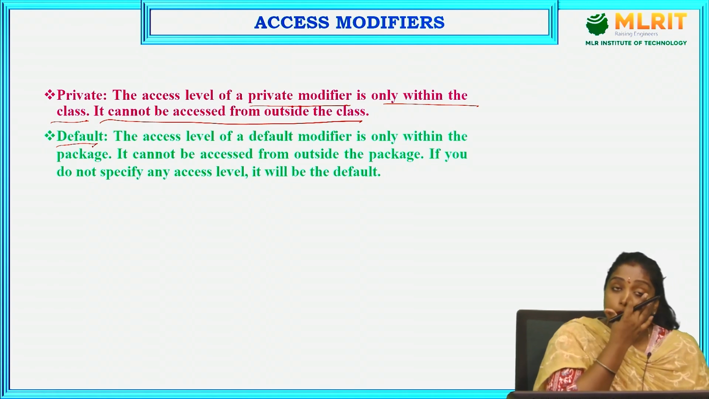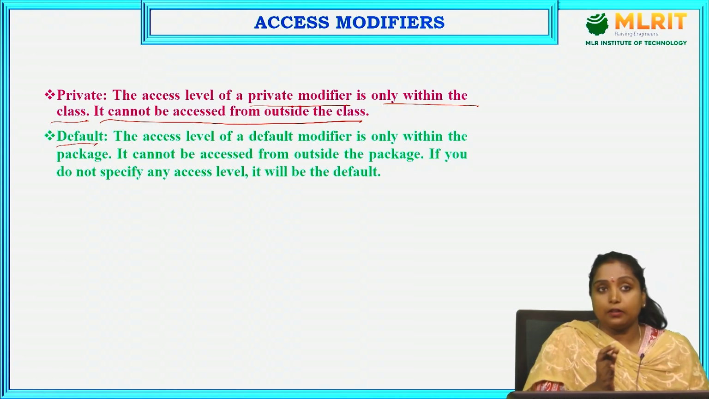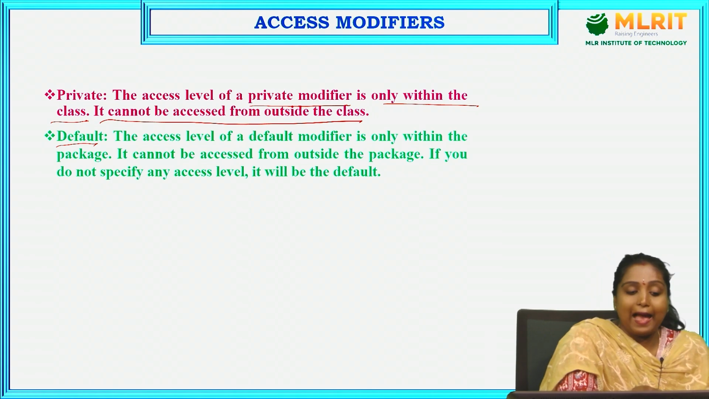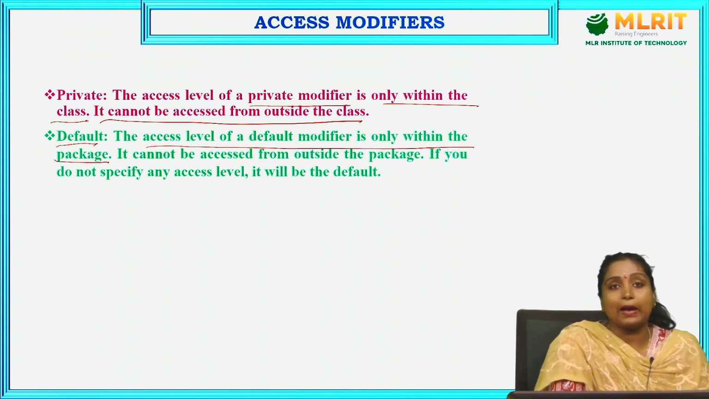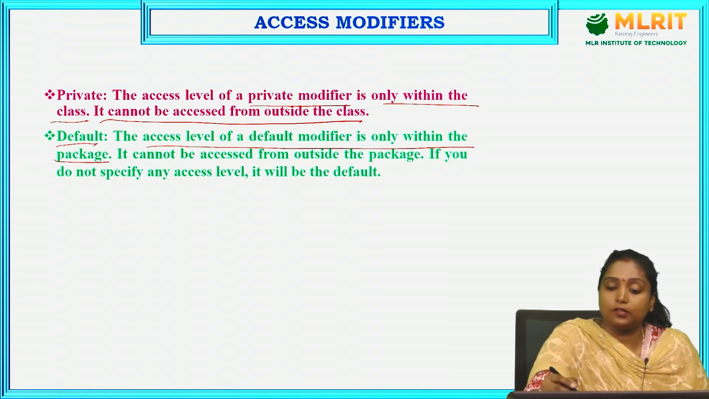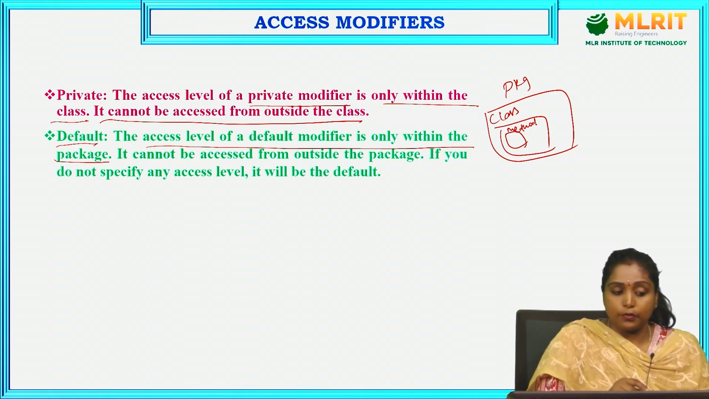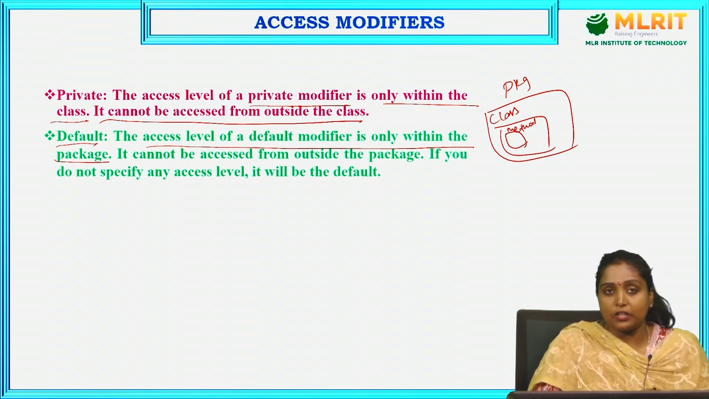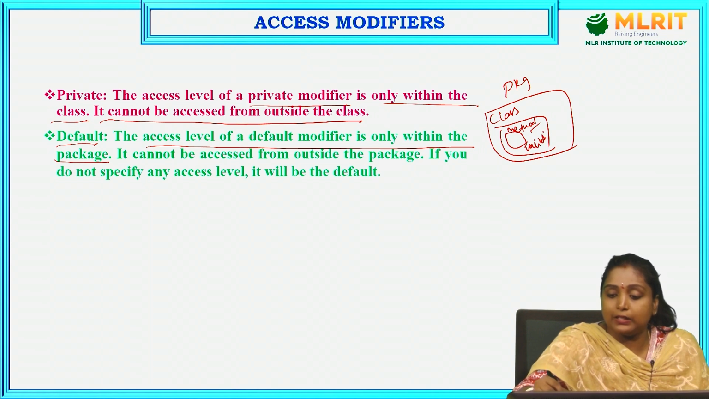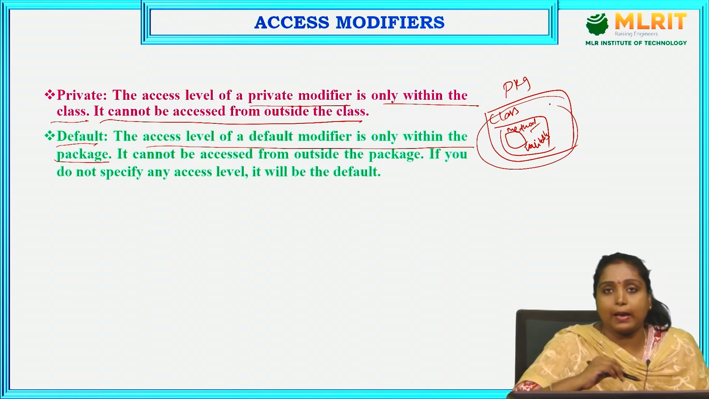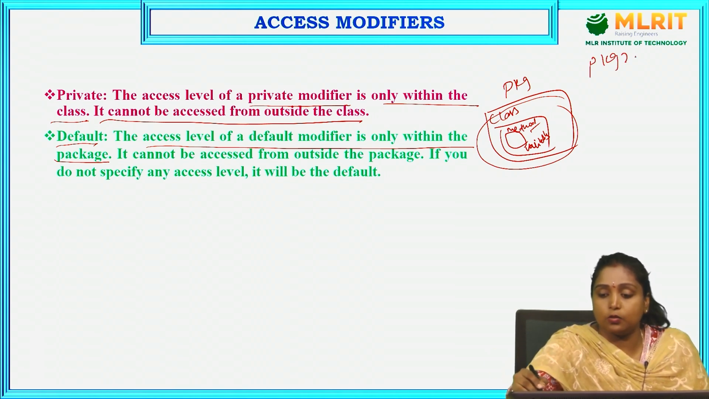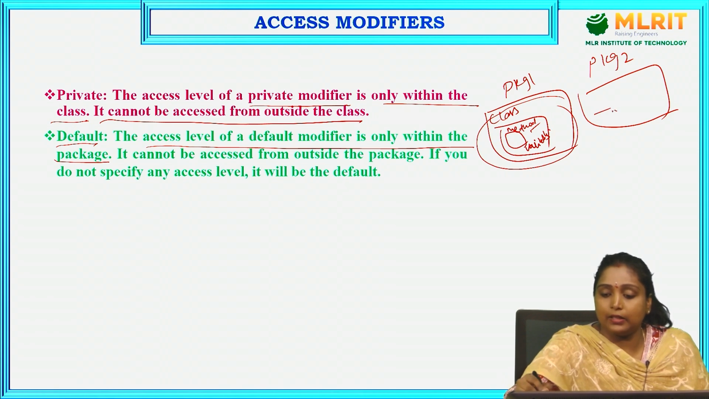Coming to default. If you don't mention any access modifier, then it falls under the default access modifier. The access level of the default modifier is only within a particular package. First you will have a package, in that you will have classes, and in those, methods. Whatever methods or variables you have defined in a particular class can be accessed all over this package. But if another package, package 2, exists, you cannot access these variables in package 2.